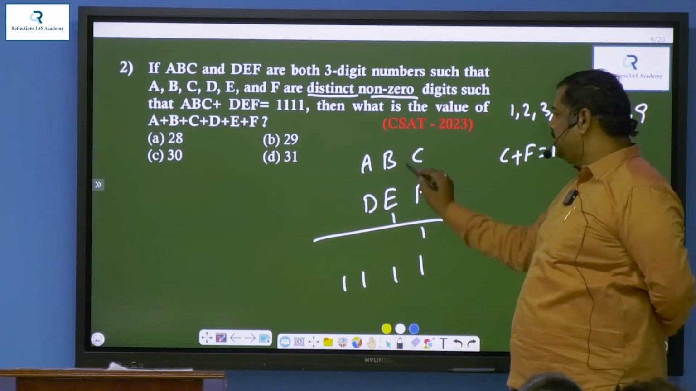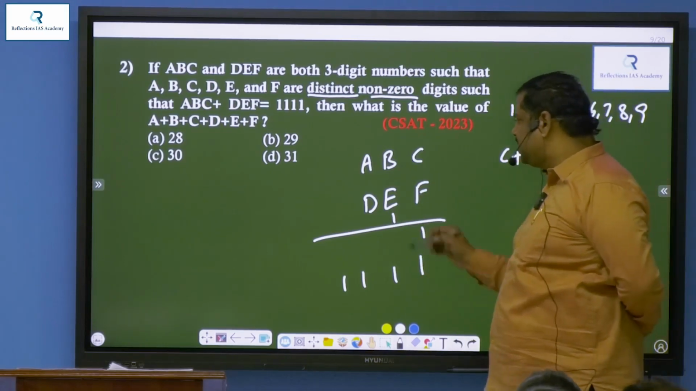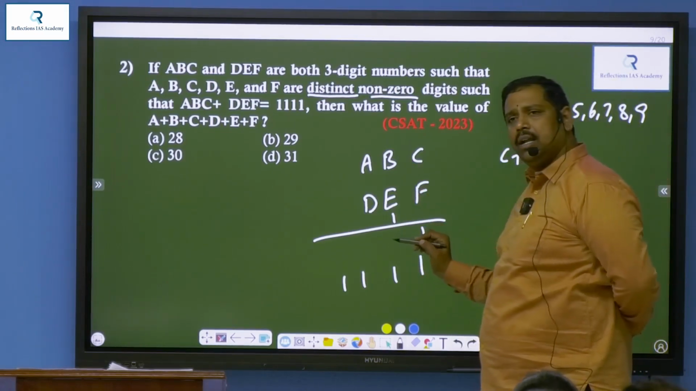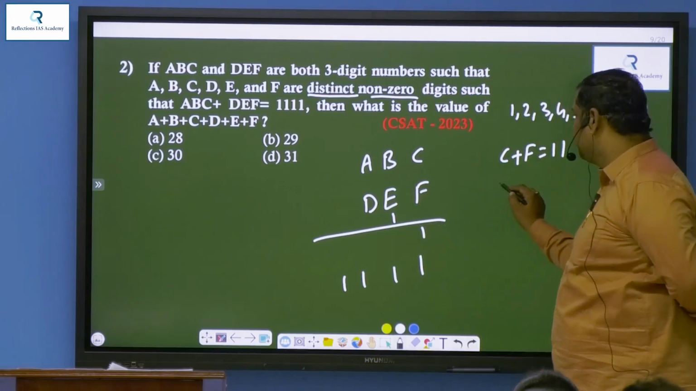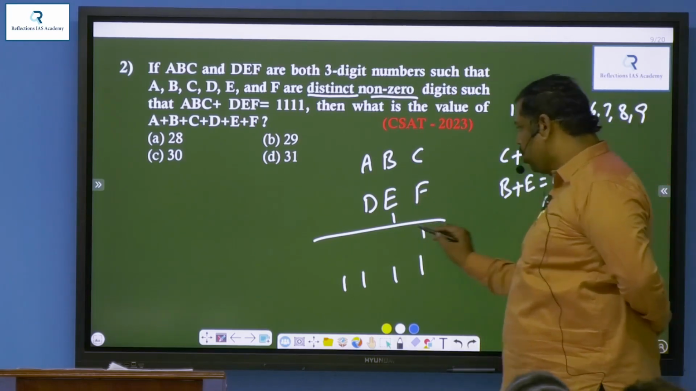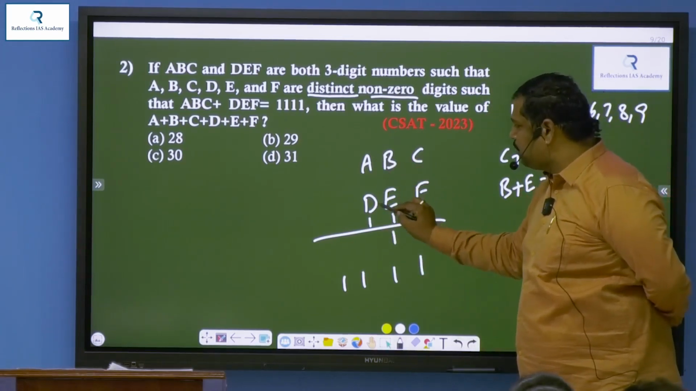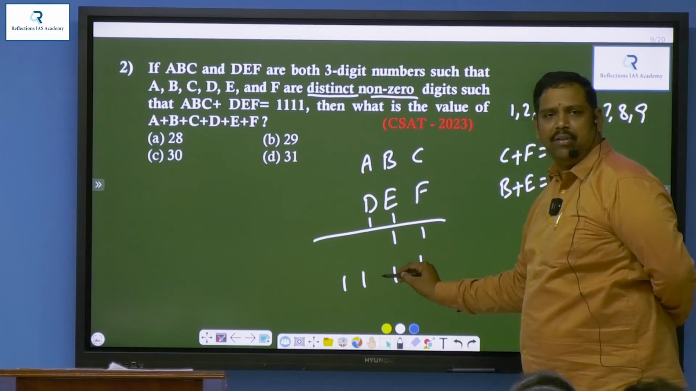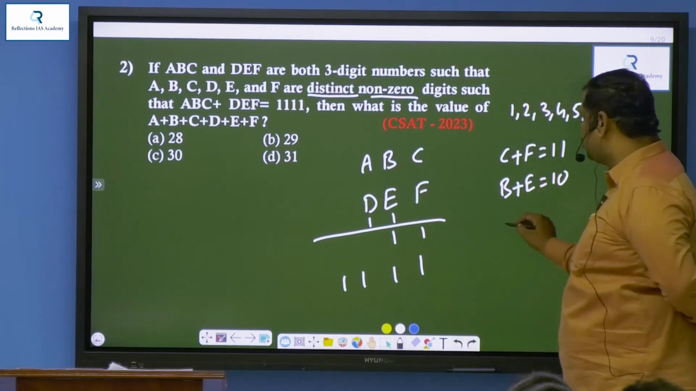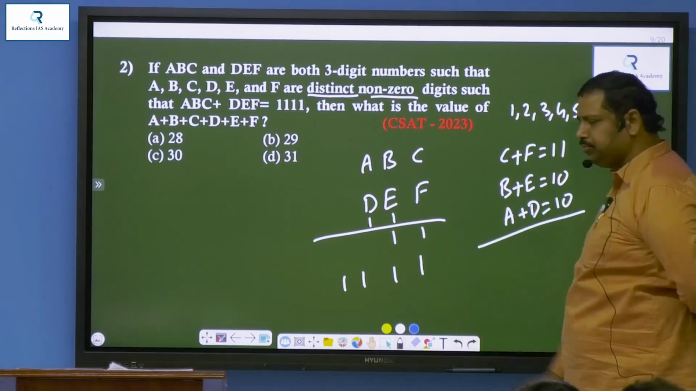Okay, that means this value should be how much? 11. To get 11, B plus E should be 10. I am writing here, B plus E should be 10. Okay, 10 plus 1 is 11. Now tell me, same, A plus D plus 1 should be how much? 11. So that means A plus D should be how much? 10. Okay, so shall we add all?